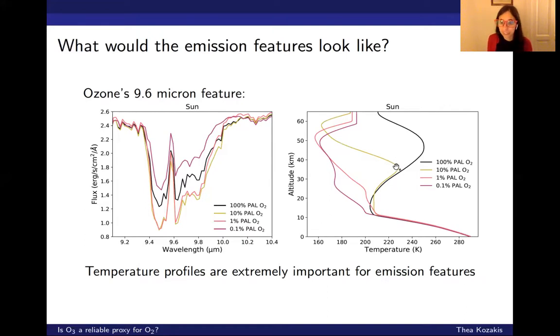And that means the temperature difference between the stratosphere and the surface of the planet is less than for the 1% case, which has less ozone, but a greater temperature difference. So it still has a feature that is just as strong. So that can be a little confusing. So we really do need to think about the photochemistry modeling and looking at the temperature profiles before assessing the emission features for a planet around a sun-like star.